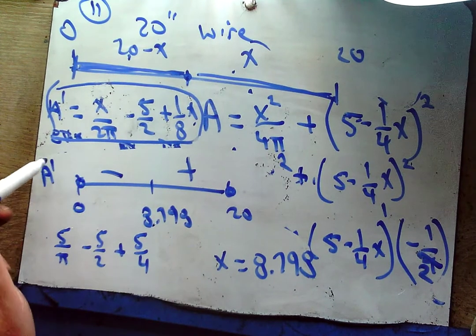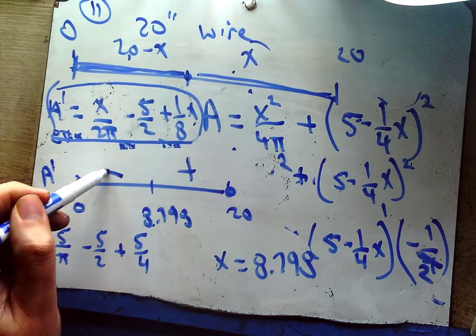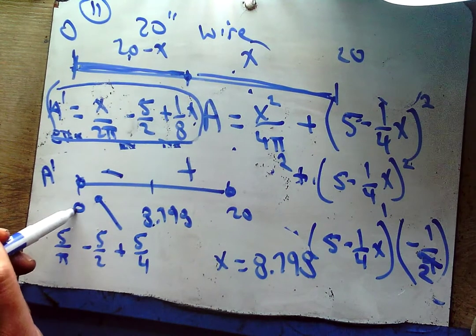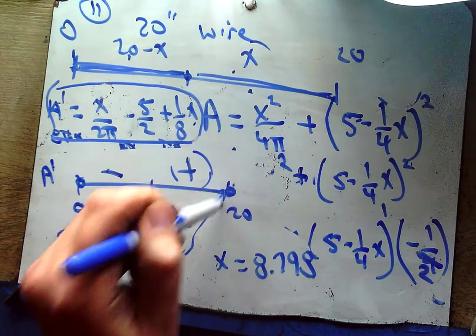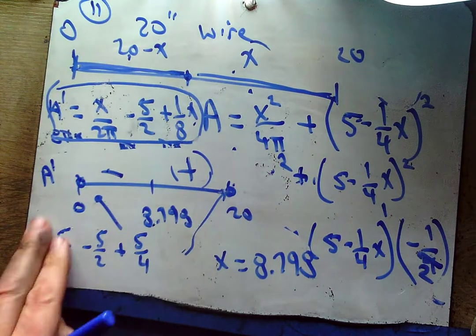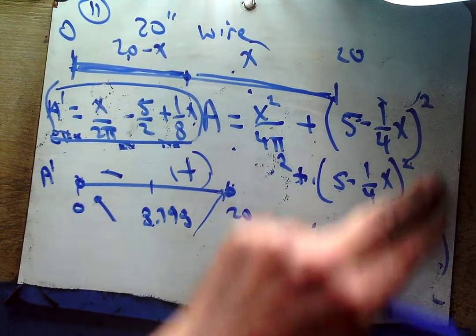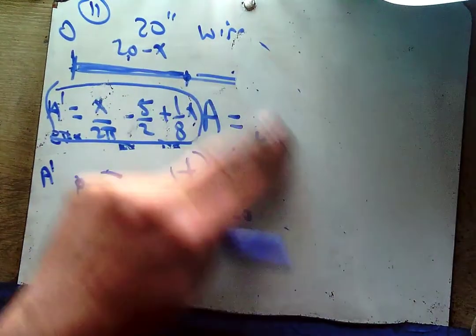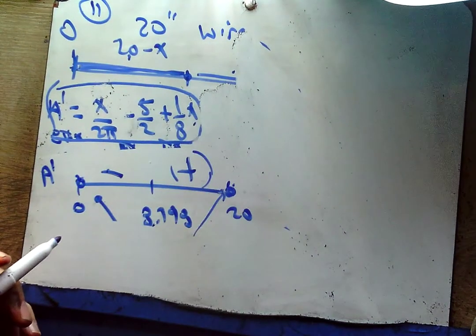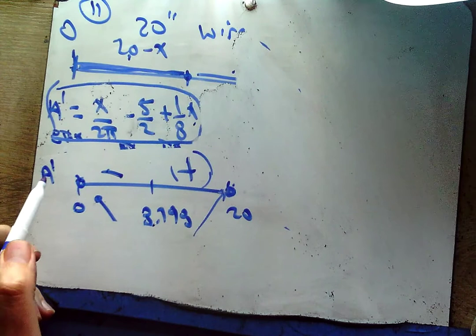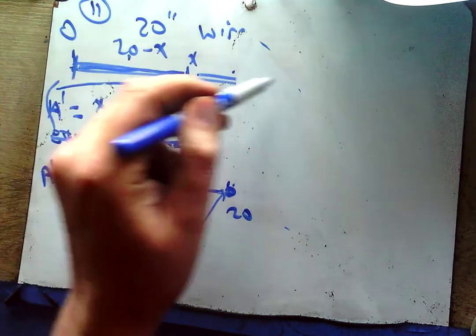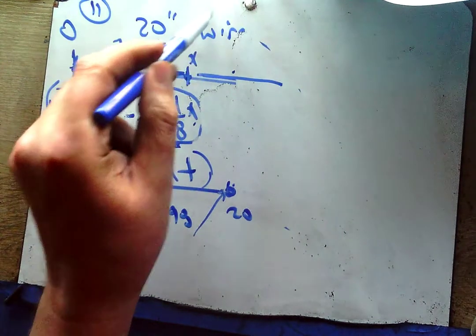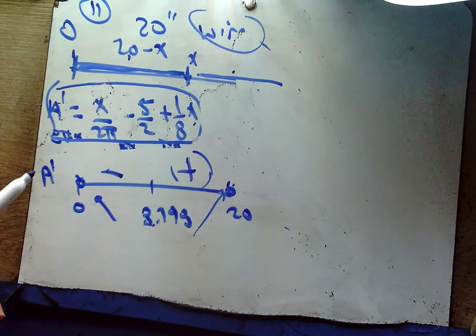From this point, A is decreasing. That's a max. Up to this point, A is increasing. That's a max. The maxes were at the endpoints. Yeah, I know. So remember that this was x, and x was the amount of wire used to make the circle.